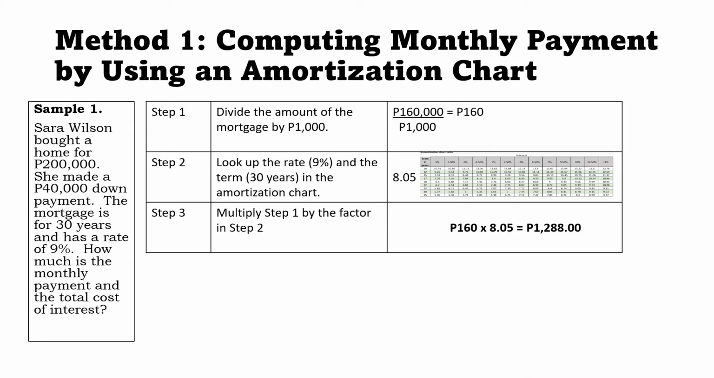For step 3, multiply step 1 by the factor in step 2. So that is 160 times 8.05, which is equal to 1,288. So in using method 1, the result is 1,288 pesos. Sarah Wilson will have to pay 1,288 pesos monthly.